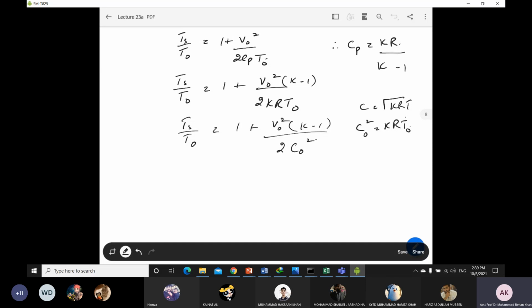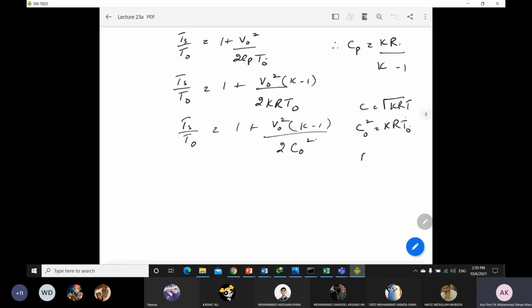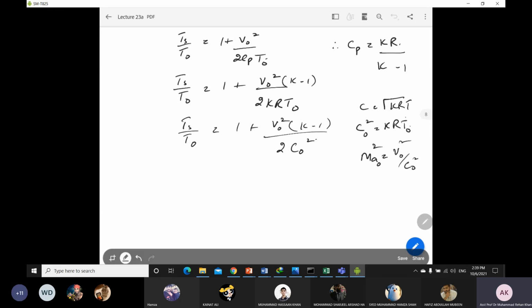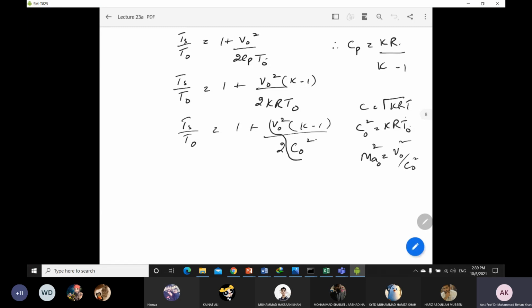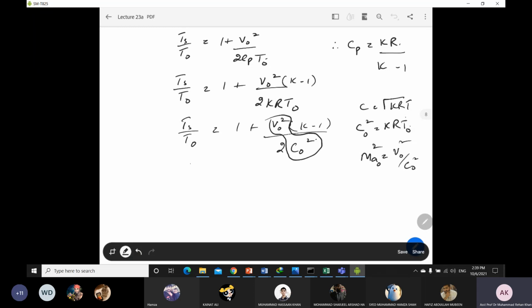All this effort is basically to develop relations of the stagnation pressure and temperature with the local point in terms of Mach number as well, so that we can easily analyze compressible flows and find the stagnation properties. Here we can say that Mach number is equal to V naught divided by C naught. If we take the square at point O, it will be V naught square divided by C naught square, so we can replace this term with Mach naught square.